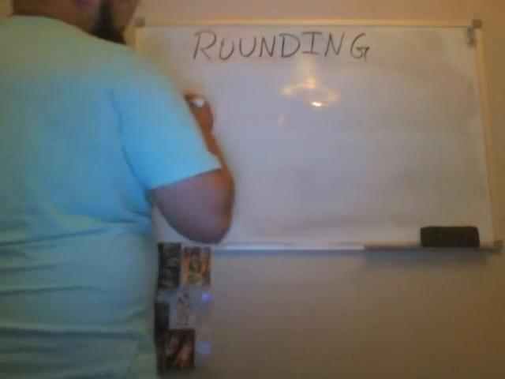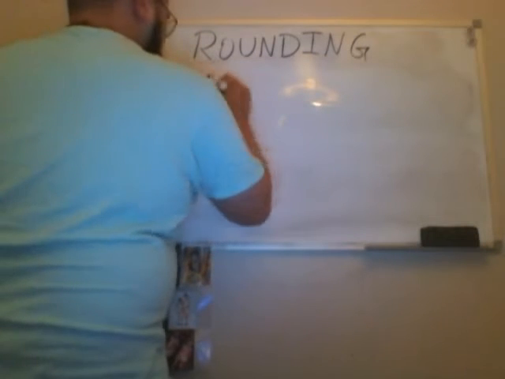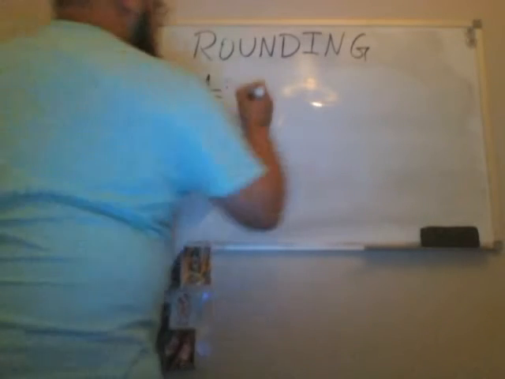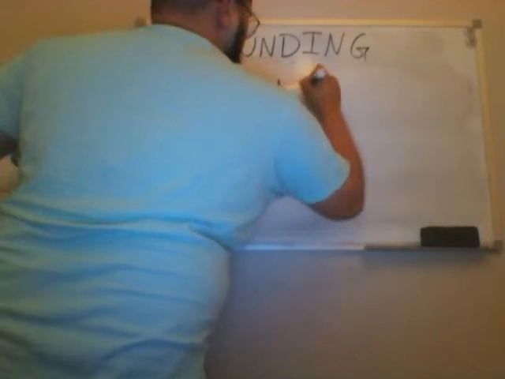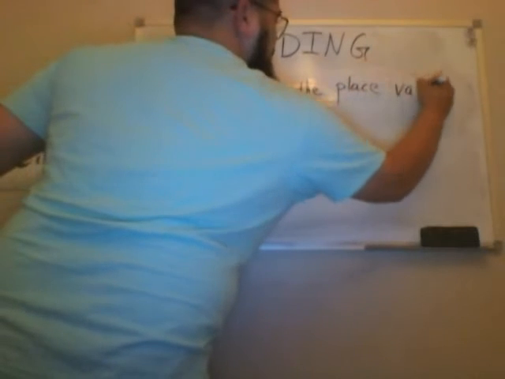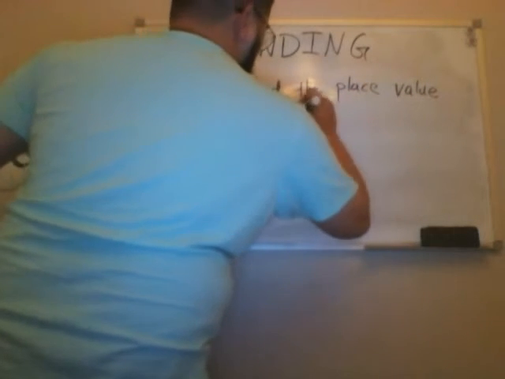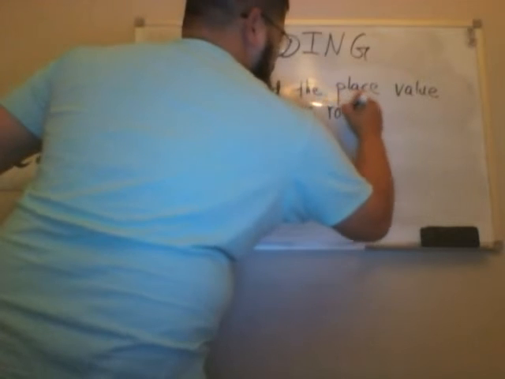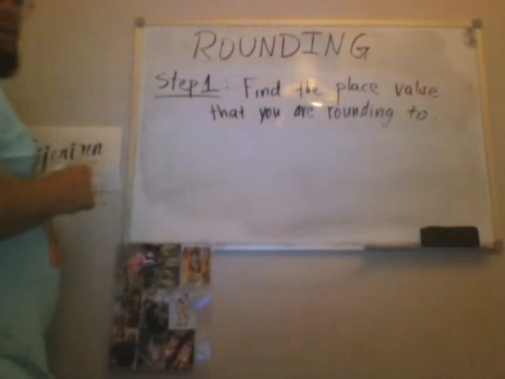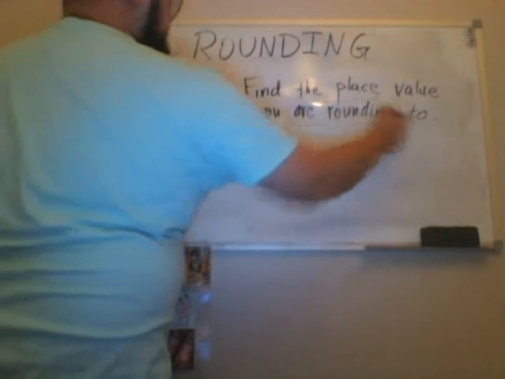All right, now the rounding steps. There's 3 steps. Step 1, find the place value that you are rounding to. Okay, you should be writing all this down, by the way. Find the place value that you are rounding to.